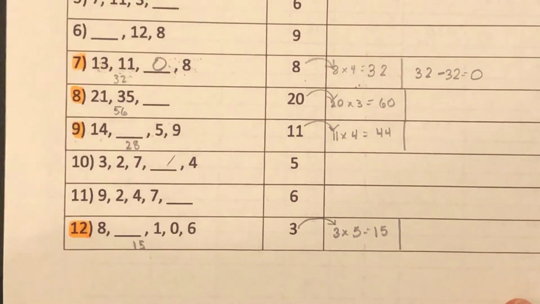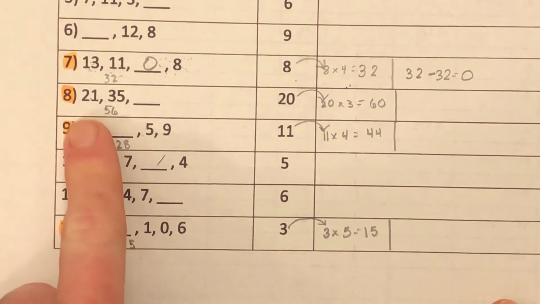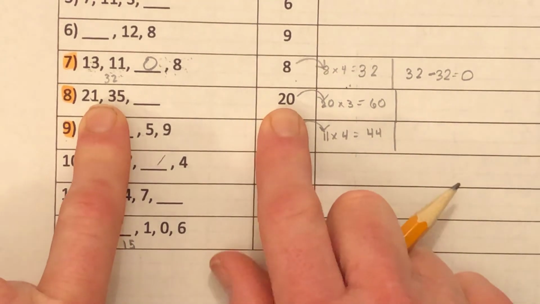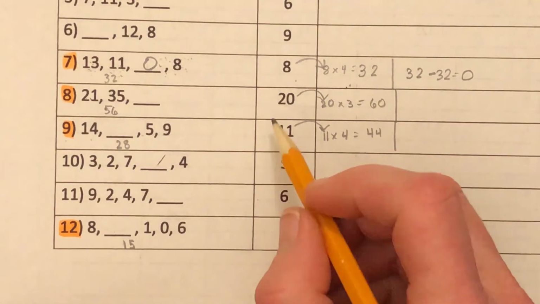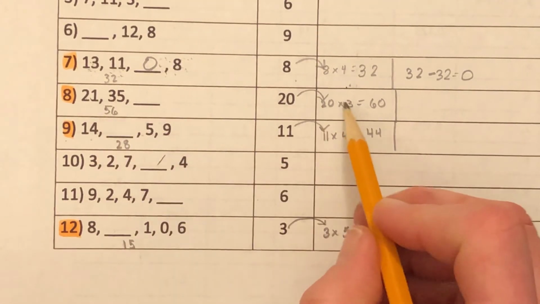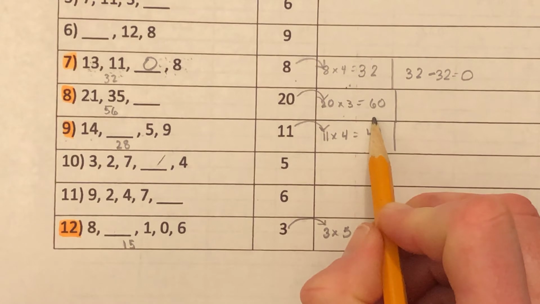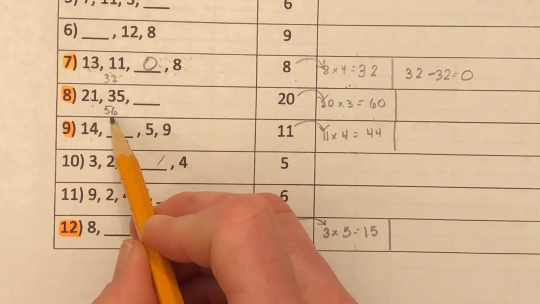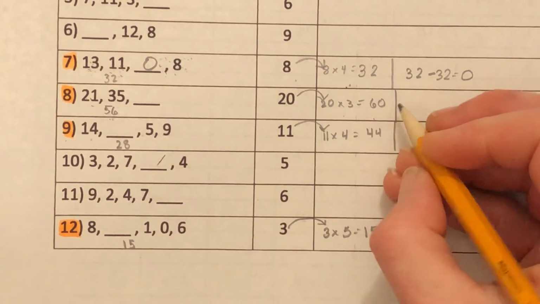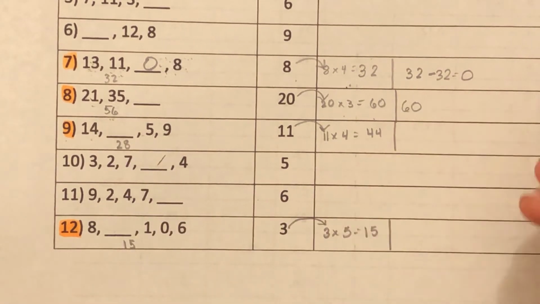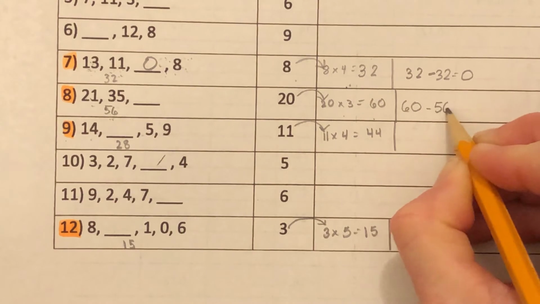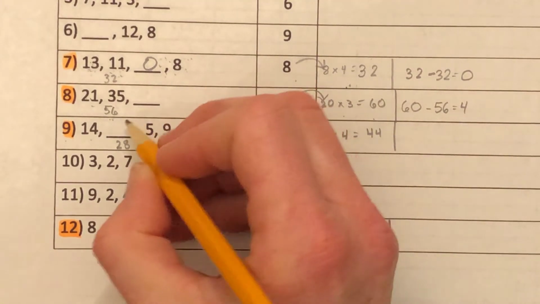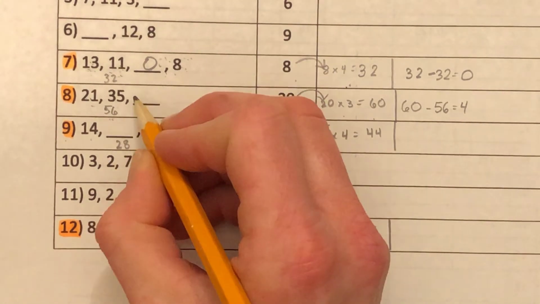Number 8. We've got 3 numbers, 2 of which we know, and the average is 20. If the average is 20, then the sum of all 3 numbers would have to be 20 times 3, 60. I added these, and so far we've accounted for 56. So what's left? We need 60, we've got 56. That leaves 4. So therefore, the missing number will have to be 4.